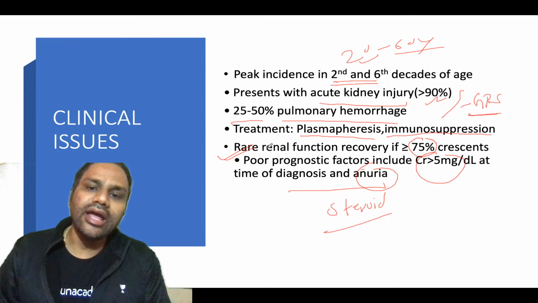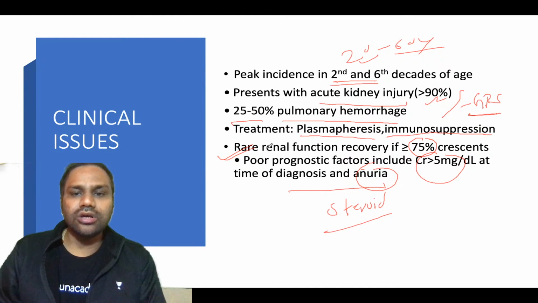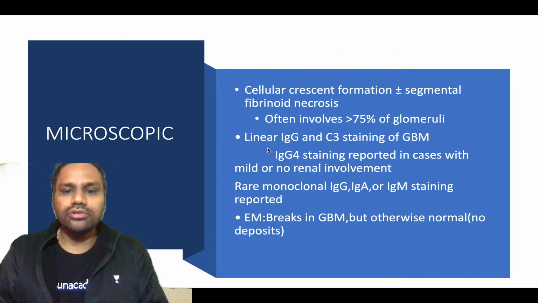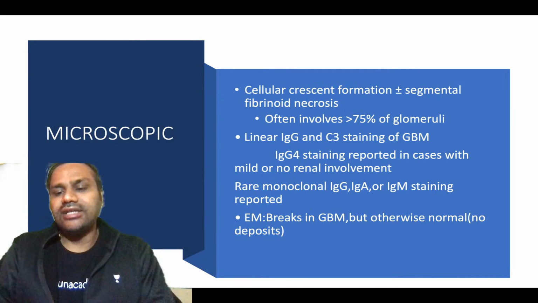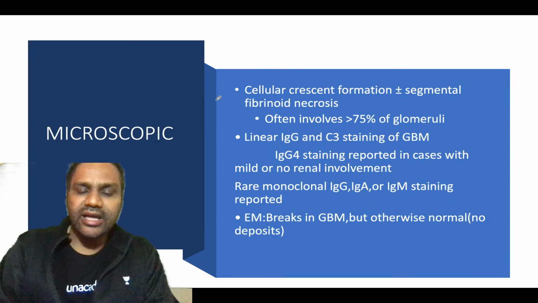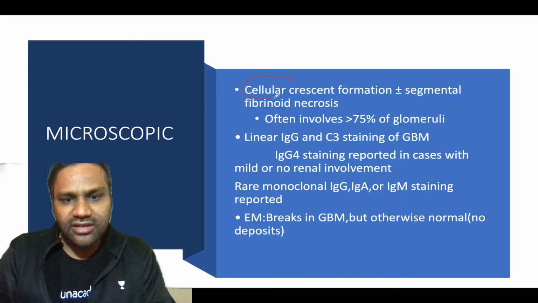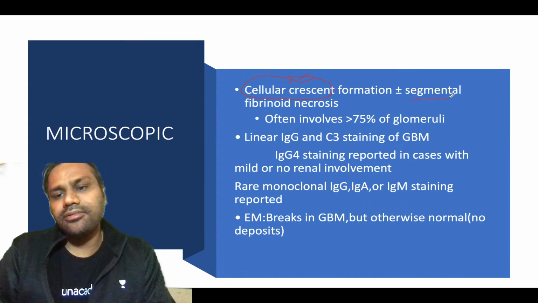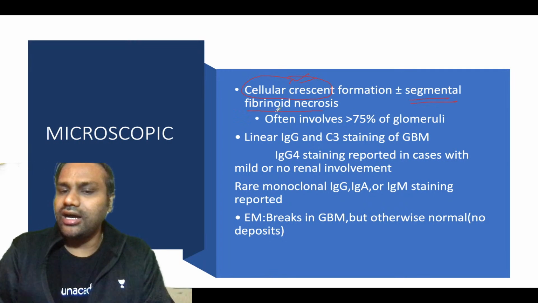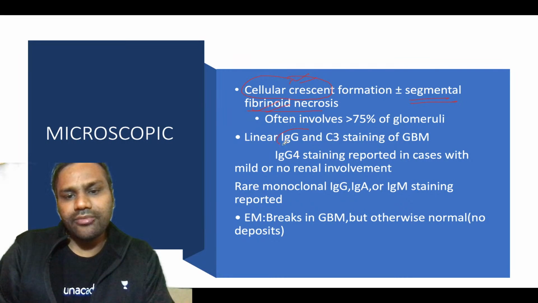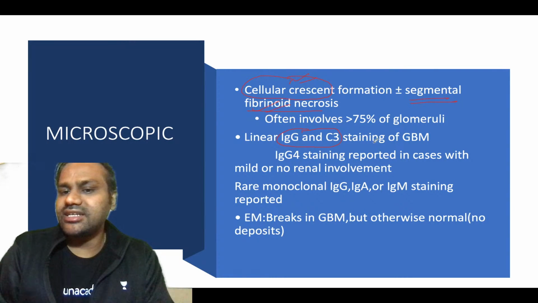I was talking about anti-GBM. You need to know all these things about anti-GBM disease. Now let's come to the microscopic part of this. As I said, microscopy has nothing more to offer you. I have already explained in crescentic disease that the cellular crescent is the most important thing. And as I have already shown you, there can be fibrinoid necrosis associated in the crescent. And already we have talked about the linear IgG and C3 staining of GBM.